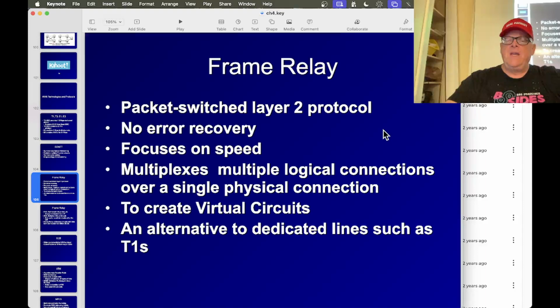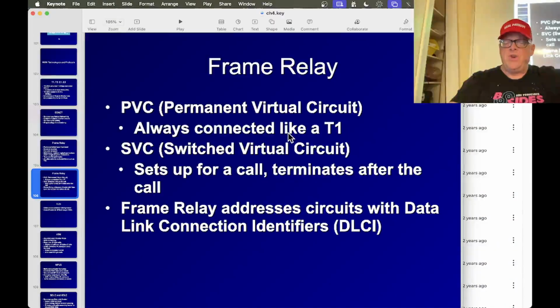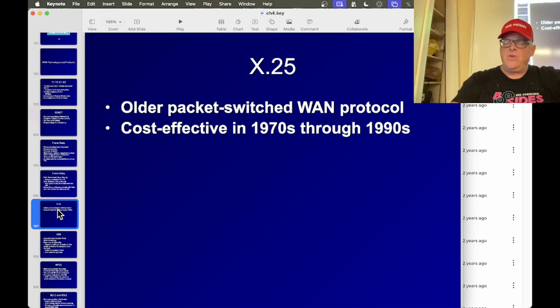Frame relay is a way to break a connection into chunks and have multiple logical connections over a single physical connection. They call them virtual circuits. It's another way to sell you a range of bandwidth available. They call it a permanent virtual circuit, always connected, or a switched virtual circuit that's temporary, and it addresses these things with what are called data link connection identifiers. X.25 is an older packet protocol used decades ago, pretty much replaced by frame relay, I think.